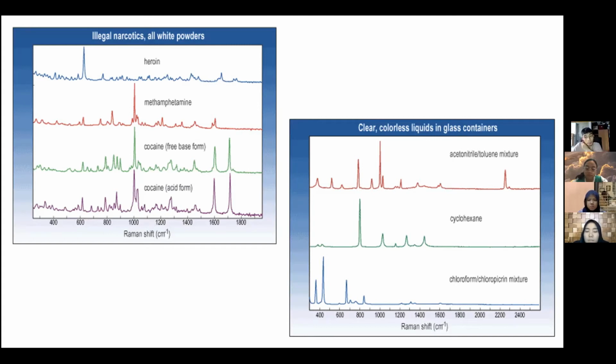Then the lower spectrum shows a mixture of chlorinated compounds. So we can see the bands at the lower frequency, which is below 500. Then the middle one shows a pure hydrocarbon solvent, where we can see that the bands are in the middle region.